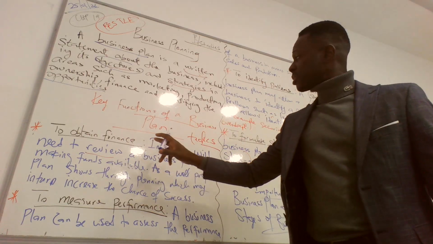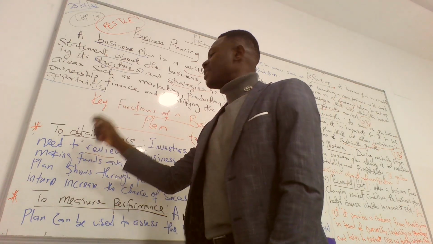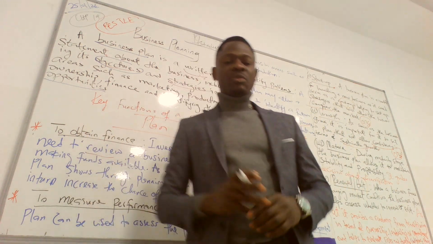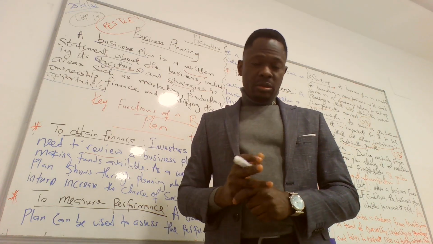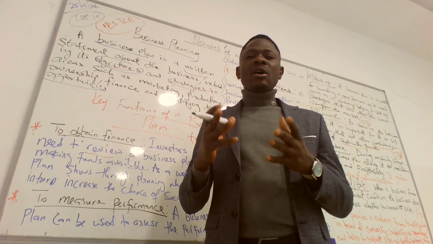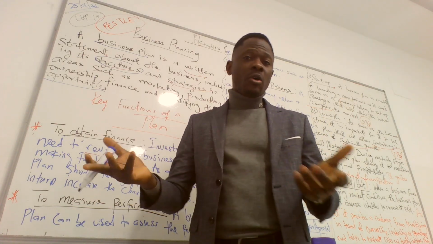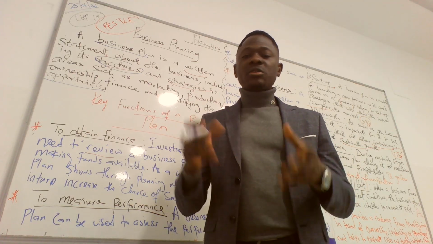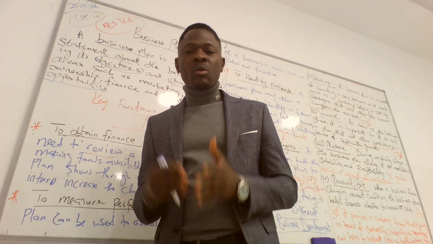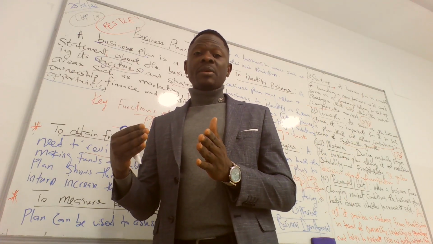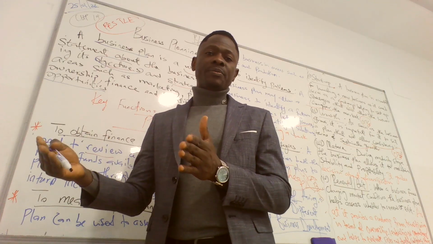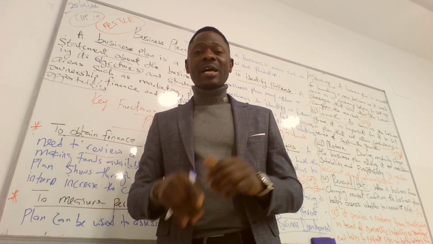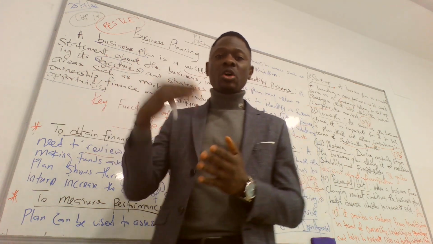So what are the key functions of a business plan? Number one, to obtain finance. What is finance? Finance is a disbursement of funds from the surplus unit to the deficit unit. So a business might need finance. And who are those that would provide finance or funds for a business? Investors, financial institutions. Investors would want to see a concrete plan. They want to see how the business is planning to return their investment in terms of profit, and how the business is planning to achieve that profit. Because any investor would want a return on its investment.